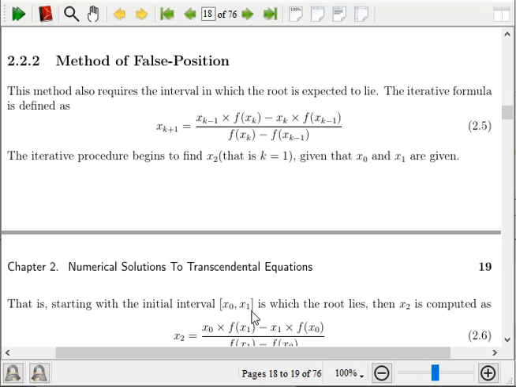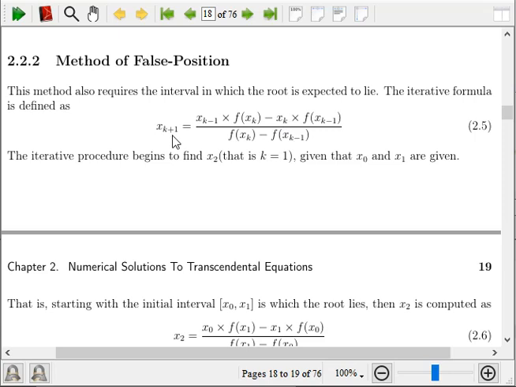This actually chooses a particular iterative formula to find the root of a given function, and it is also premised on the interval in which the root lies being given. So this is the general iterative formula.